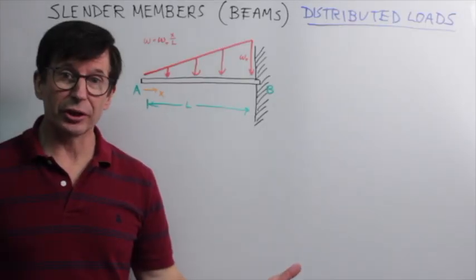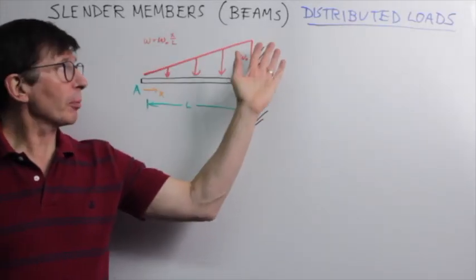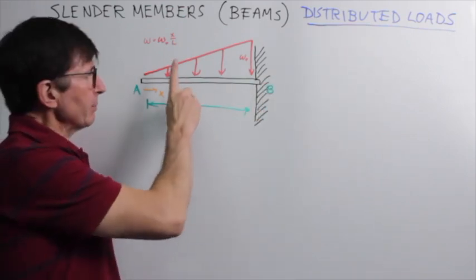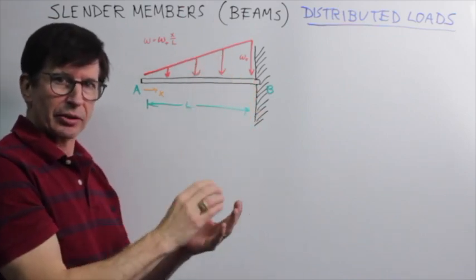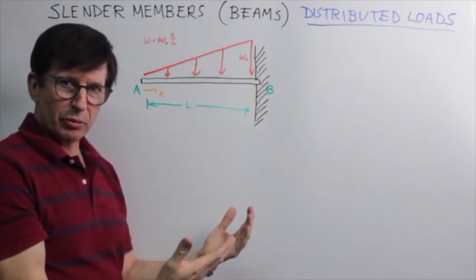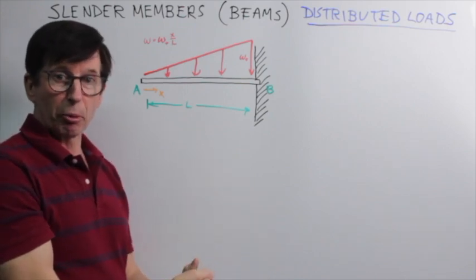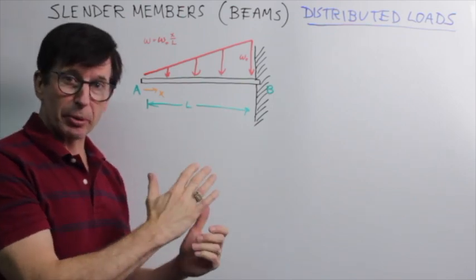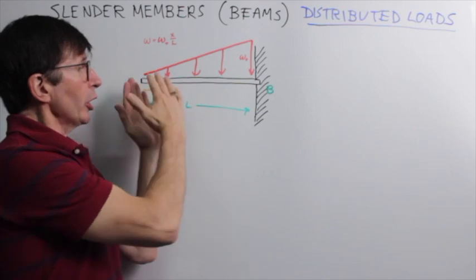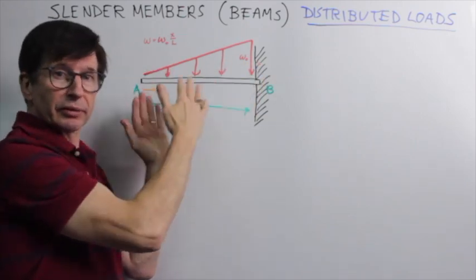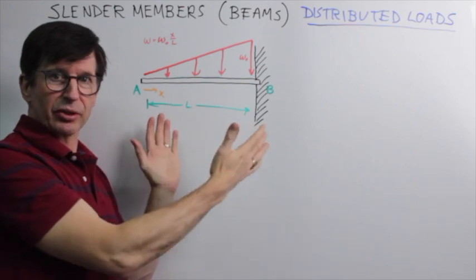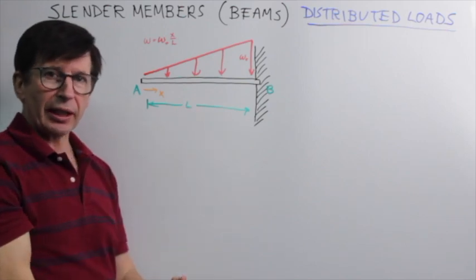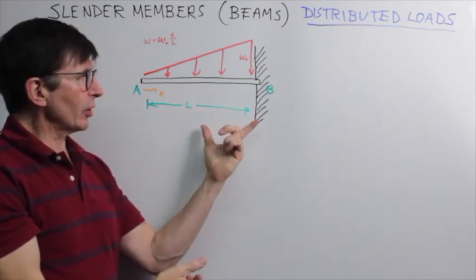So let's continue our discussion of slender members that we call beams, thinking about distributed loads. Instead of the loading on our beams being point loads, very concentrated application, a lot of times we have distributed loads. This could be a pressure, say water pressure or air pressure, and the most common distribution for the loads is a constant one, and that would be a constant pressure, say because of fluid forces, or a triangular distribution like I've shown on this cantilever beam.